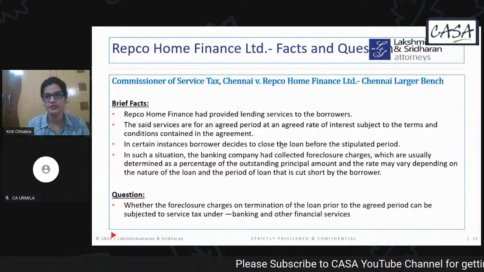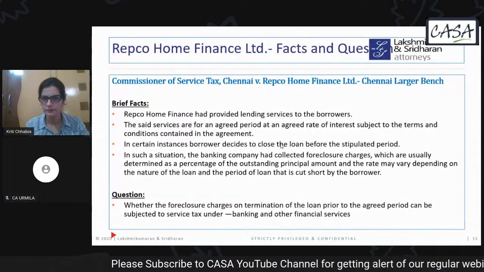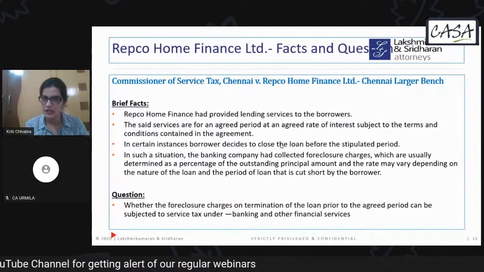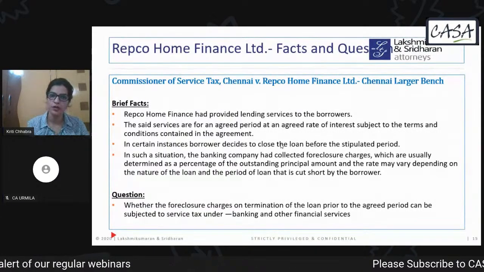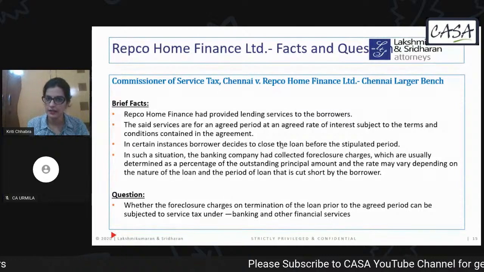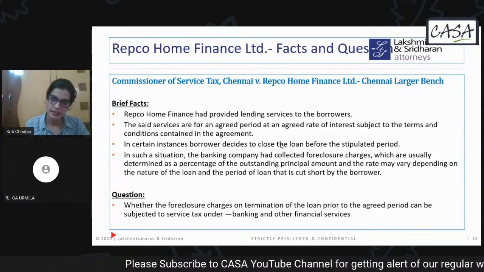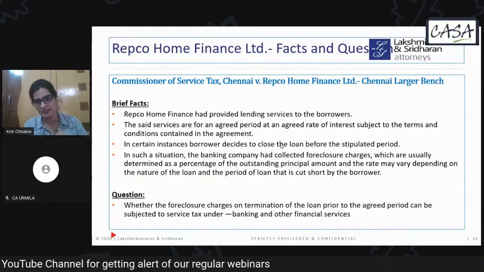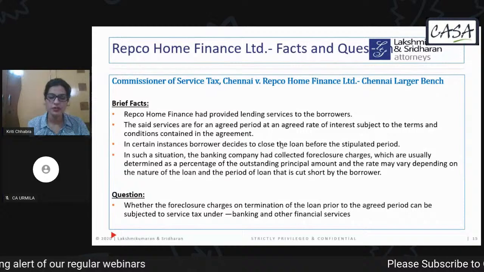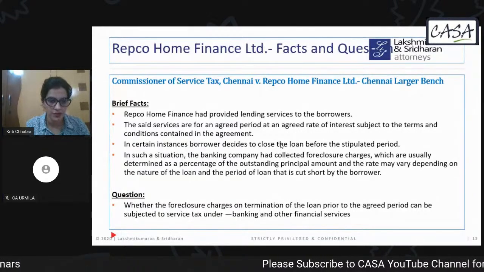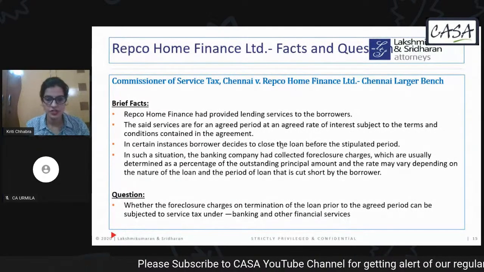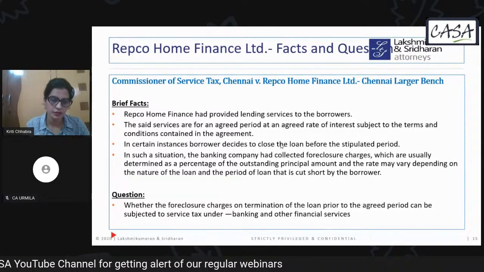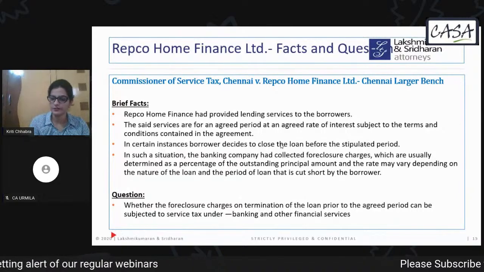So when there was this positive list regime, as we all know, before 1st July 2012, there used to be a positive list regime under service tax. So only those activities which could fall under one of the entries under the service tax regime were taxable, and the activities which could not fall under any of the entries were not taxable under the service tax regime. Therefore, the question before the court was whether these foreclosure charges on termination of the loan prior to the agreed period can be subjected to service tax under banking and other financial services.